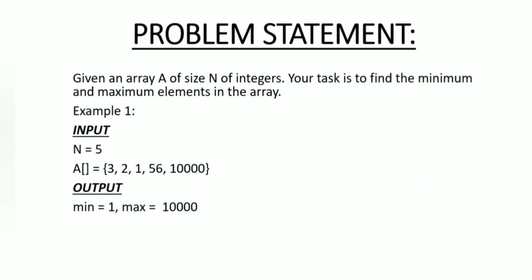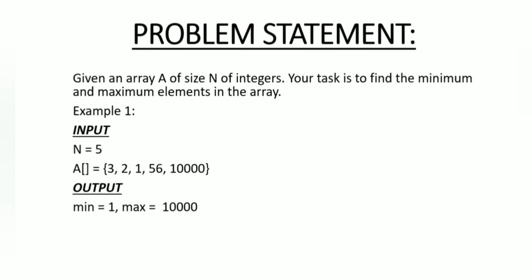So guys, the problem statement is: given an array A of size n of integers, your task is to find the minimum and maximum element in the array. So let us understand it by example. Let's say input n is equal to 5. Number of elements in the array we have to enter is 5. And the elements that we have entered are 3, 2, 1, 56, 10,000. By seeing this we can say minimum is 1 and maximum is 10,000.